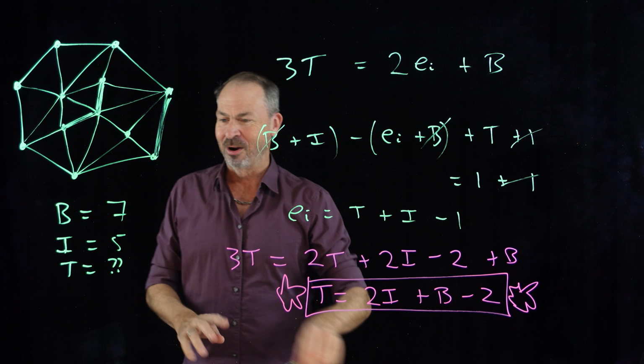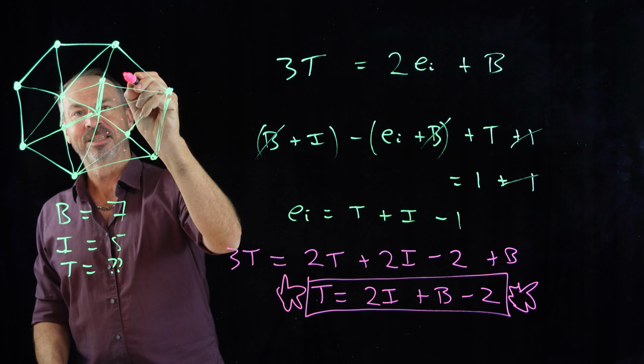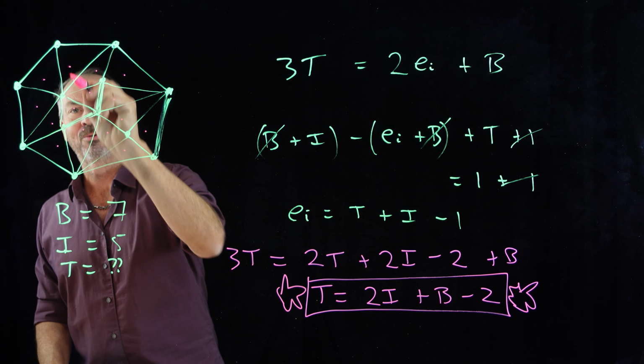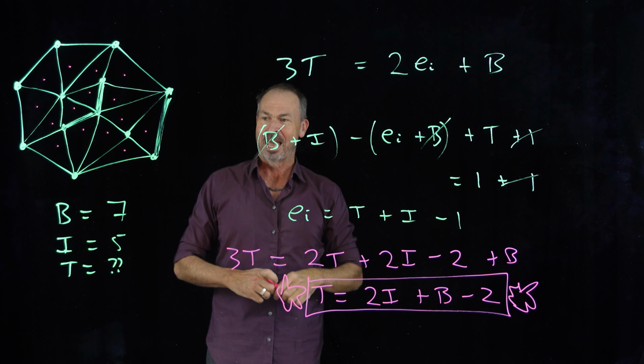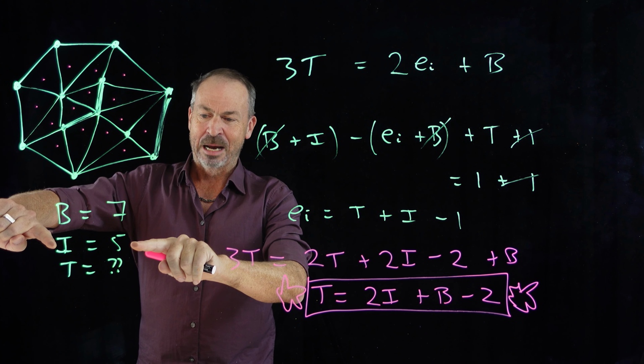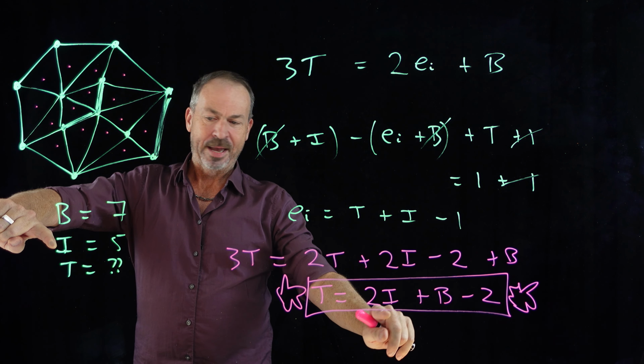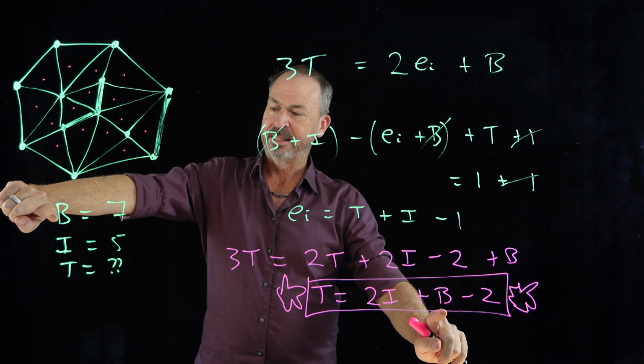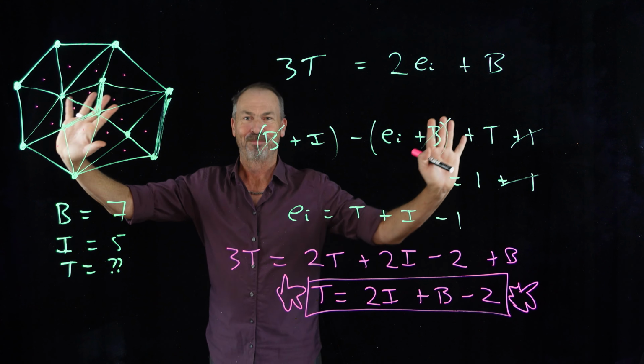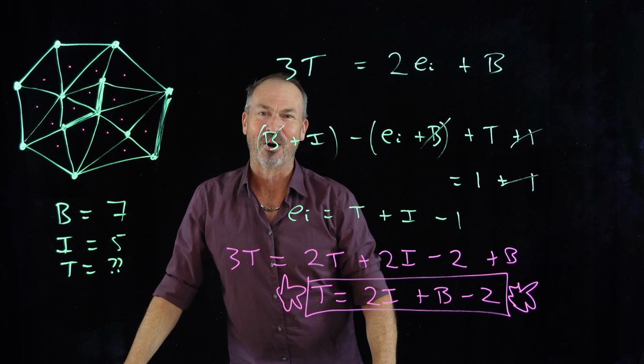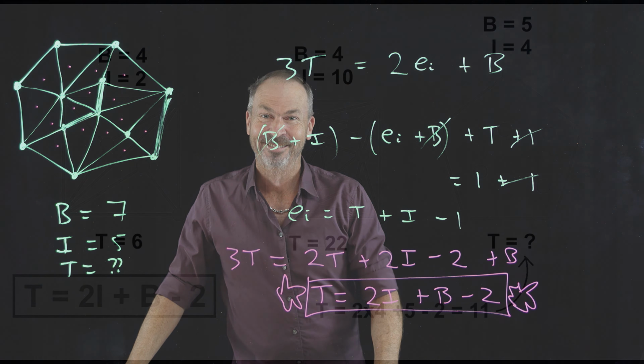And let's check here. How many triangles do I have? 1, 2, 3, 4, 5, 6. 1, 2, 3, 4, 5, 6. 1, 2, 3. I have 15 triangles there. Double that is 10, plus that is 17, take away 2 is 15. Bingo. Beautiful. Number of triangles is indeed fixed.